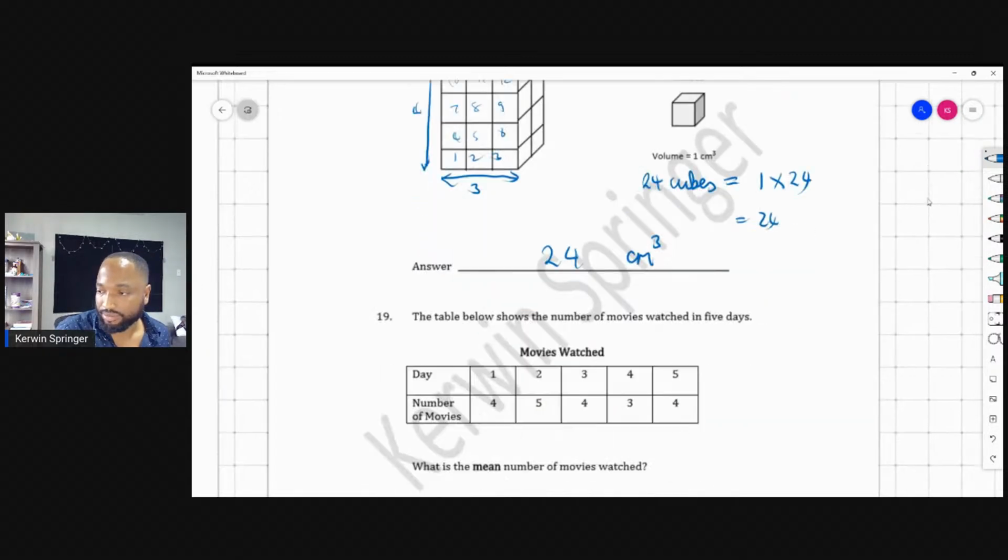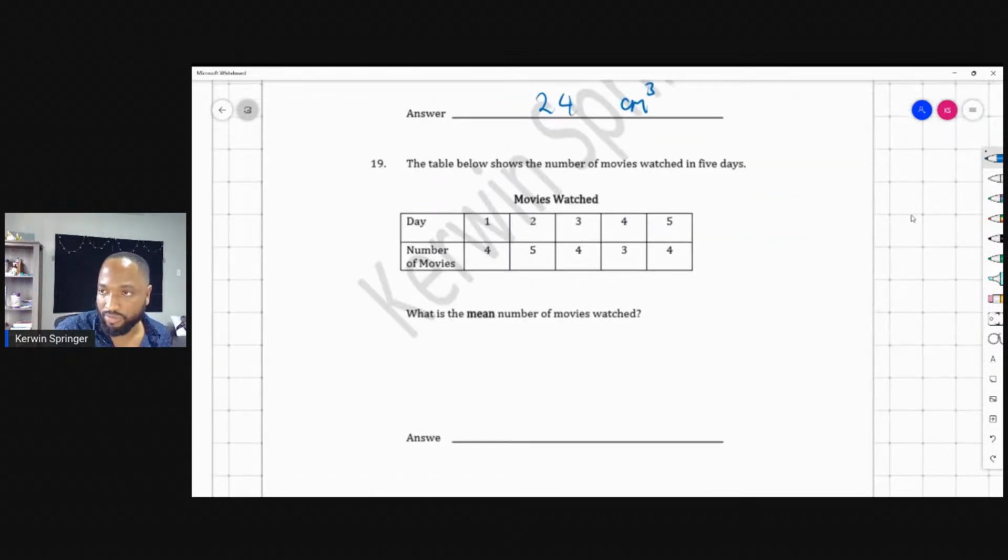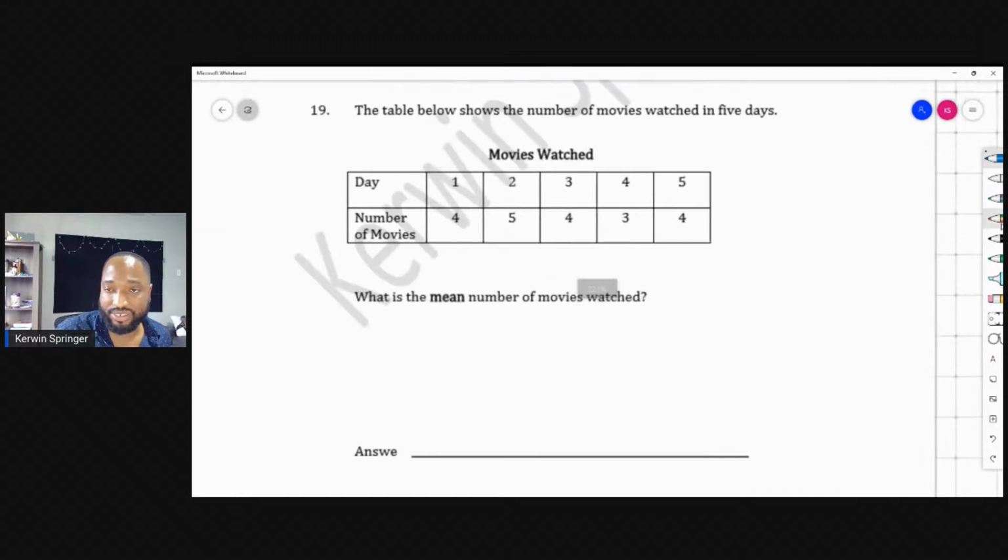Number 19. The table below shows the number of movies watched in 5 days. This person clearly is not doing homework because they're watching 4 movies a day, 5 movies a day, 4 movies a day, 3 movies a day, 4 movies a day.